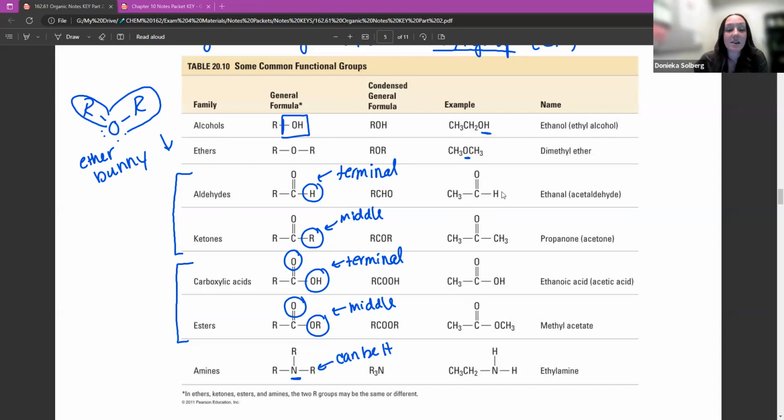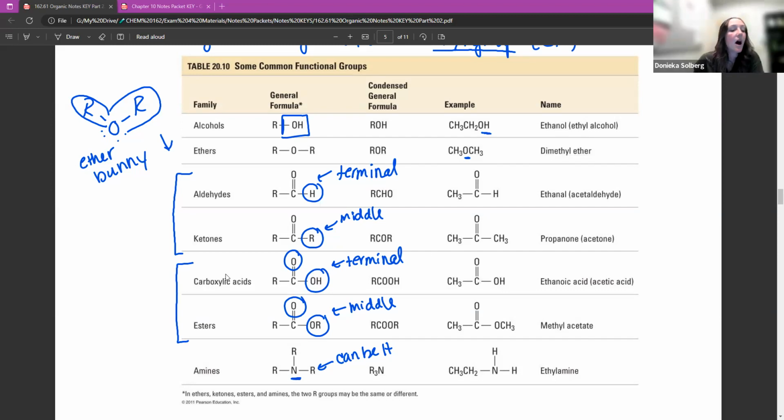Now, if instead of an H it is another R group, so R, C double bond O, R, so it's in the middle of a molecule, that is called a ketone. So methyl over here, that's one R group, carbon double bonded to an O, and then a carbon CH3 over here. So this one is a ketone. So if it's on the end, if it ends with an H, it is an aldehyde. If it's in the middle somewhere, it's got carbons on both sides, it is a ketone.